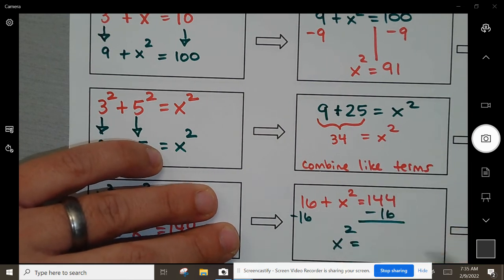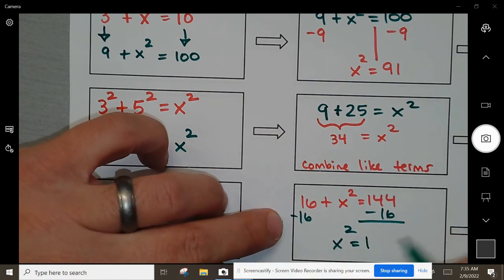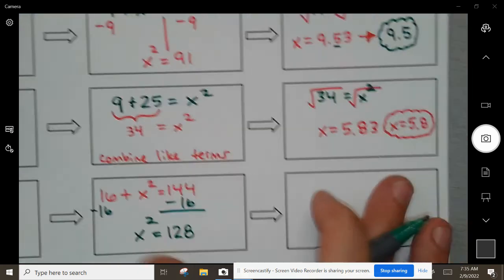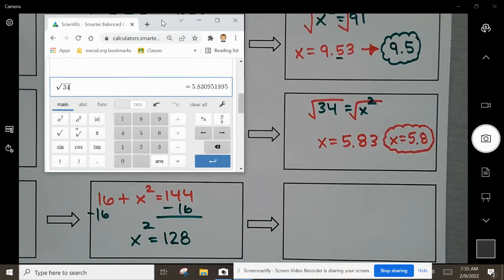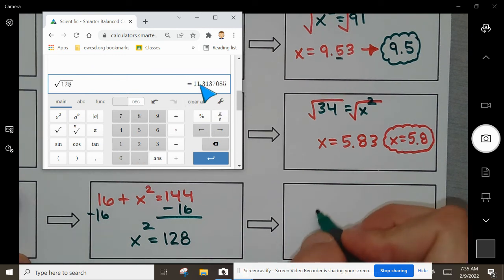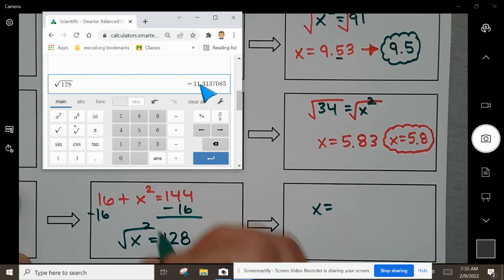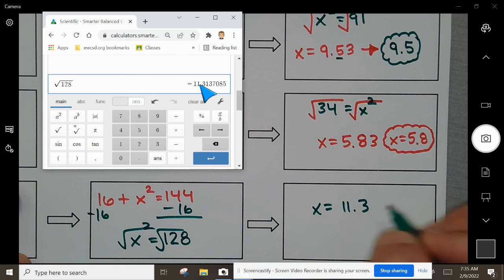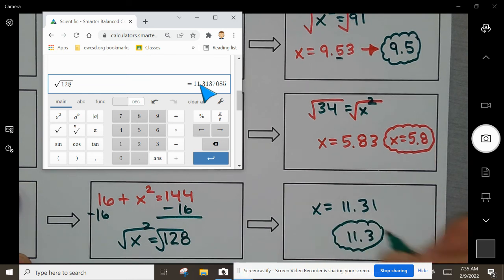X squared equals, is that 128? 128. And then the last step, let's go ahead and plug that in. Square root of 128 is going to be 11.3. Oh, I kind of jumped ahead. 11.3, which just becomes 11.3. Hopefully you got that, okay?